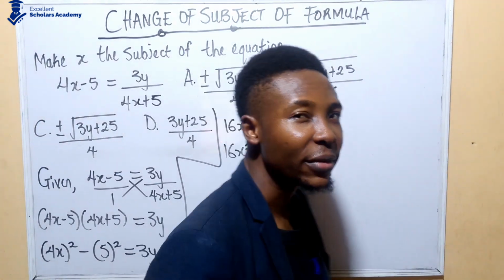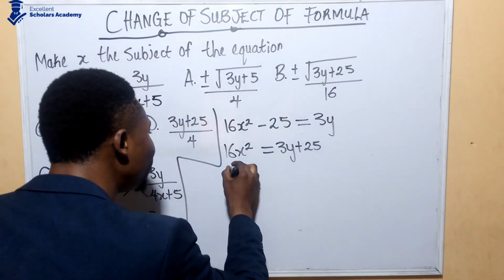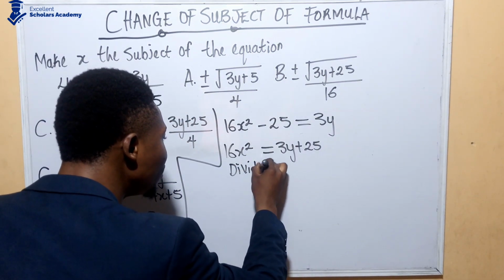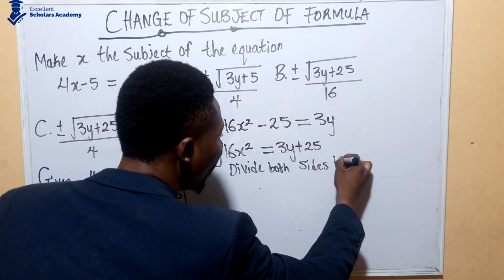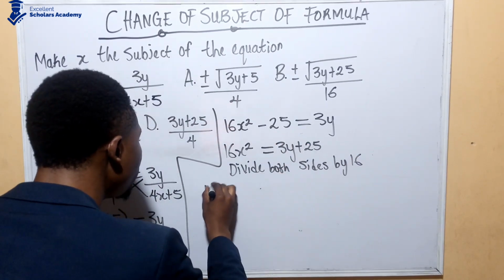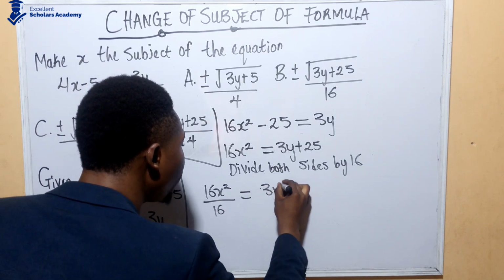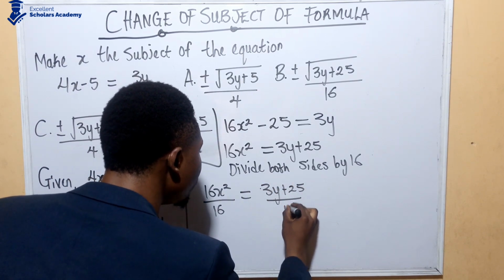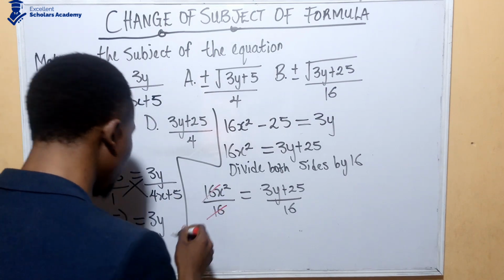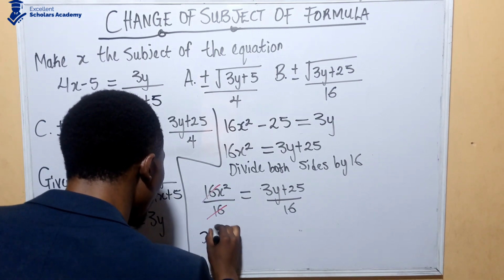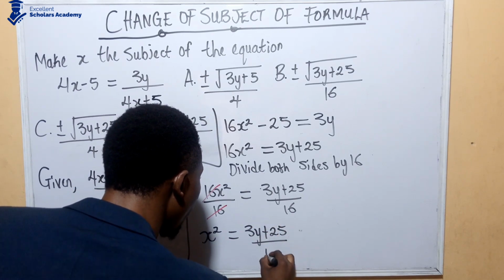3y plus 25. Now, the only thing obstructing x here is 16. So let's divide both sides by 16. So it becomes 16x squared over 16 is equal to 3y plus 25 over 16. All right. So you notice that what? 16 takes away 16, and then you have what? x squared is equal to what? 3y plus 25 over 16.